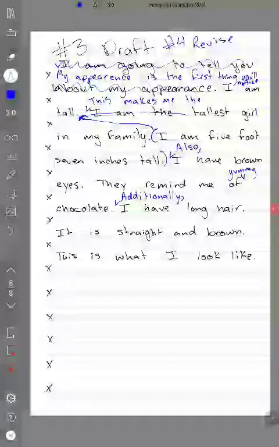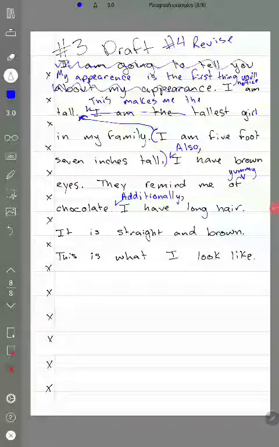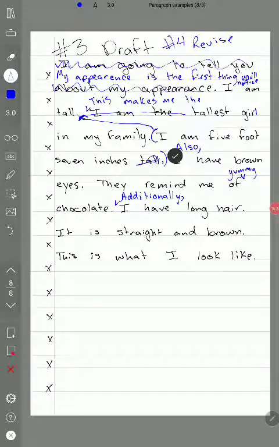And then I just reread my revised statement just to make sure it makes sense. My appearance is the first thing you'll notice. I'm tall. I am tall. And I am 5'7". I'm going to get rid of this word tall here. My appearance is the first thing you'll notice. I am tall. I am 5'7". This makes me the tallest girl in my family. Also, I have brown eyes. They remind me of yummy chocolate. Additionally, I have long hair. It is straight and brown. This is what I look like.